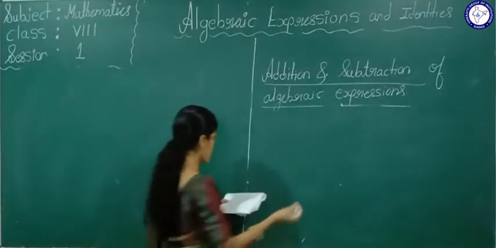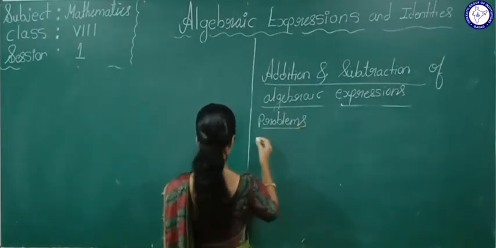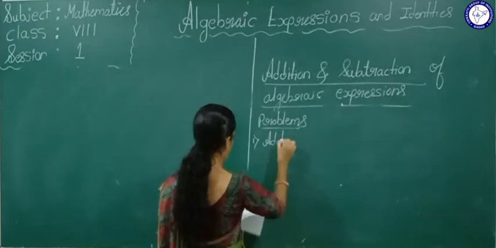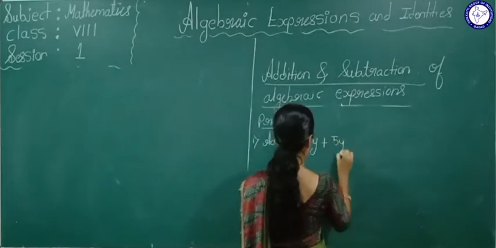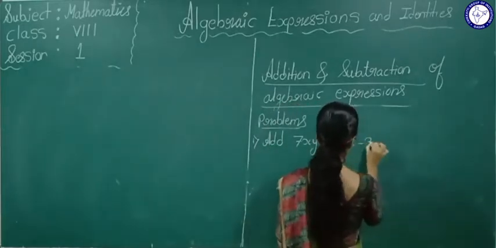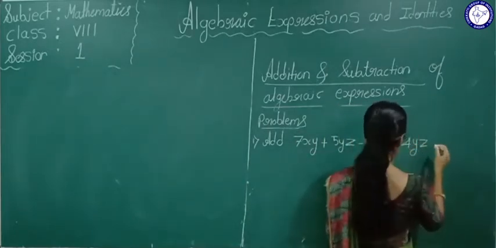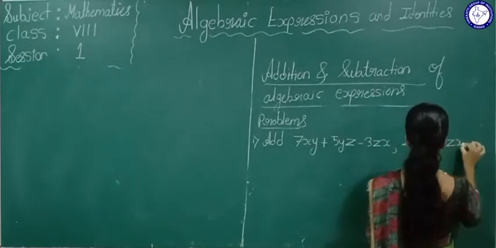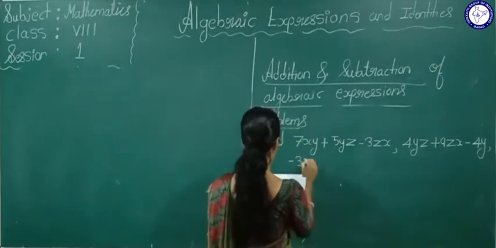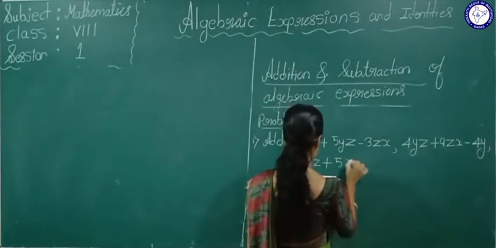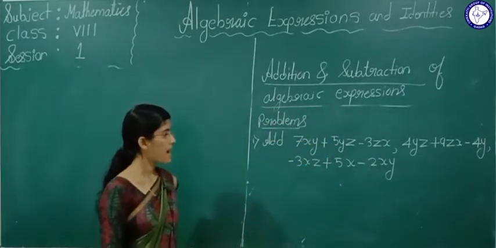Now take down the problems. First one, add 7xy plus 5yz minus 3zx, 4yz plus 9zx minus 4y. Next, minus 3xz plus 5x minus 2xy. Now see, add they have told.